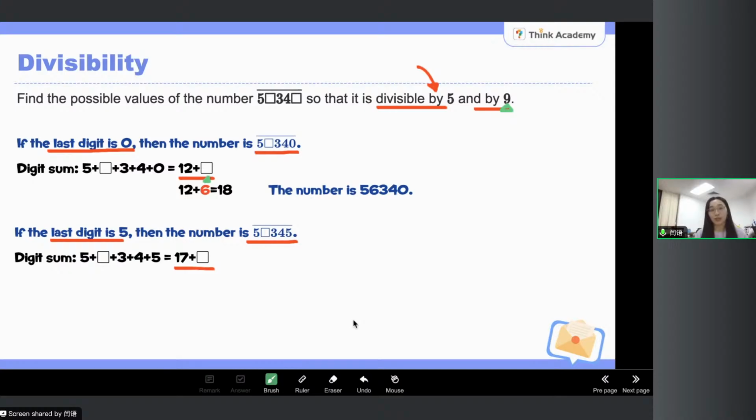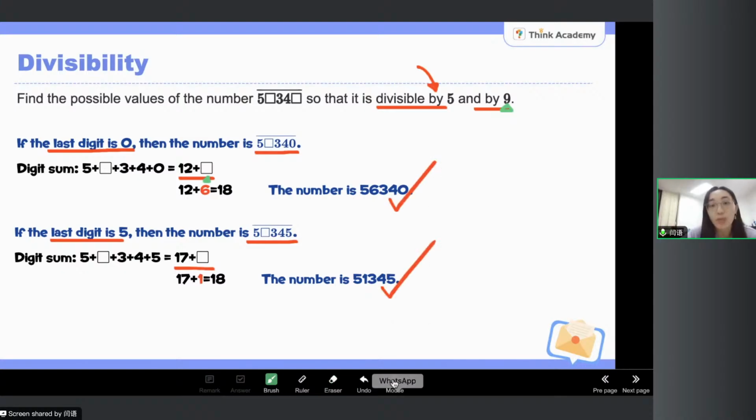Quickly, I'm waiting for your final answer. 3. Are you sure it is 3? No. What is the method? Excellent, good job. So here you see that it should be 1, okay? Here again, the constant number that is divisible by 9 is still 18, right? But this time, you don't need to add 6 again. You just add 1. And what is the number? That is 51,345. So here you see that we have 2 possible answers. Is it hard for you?